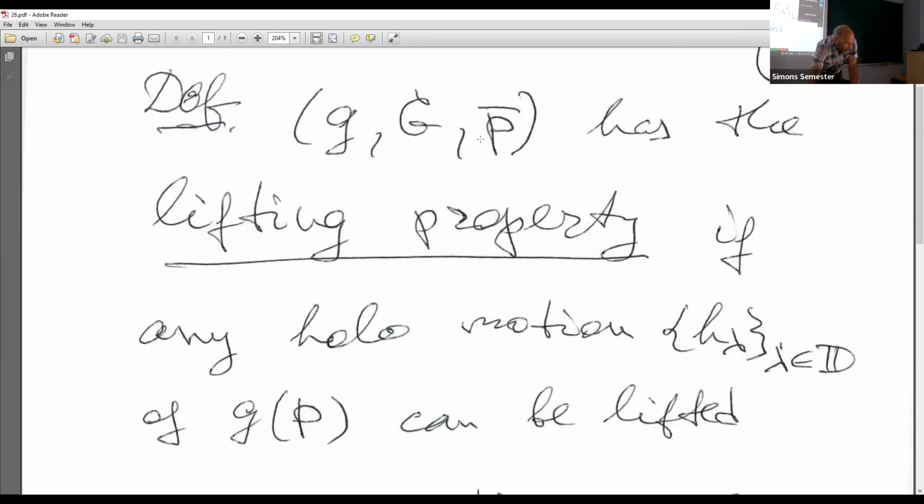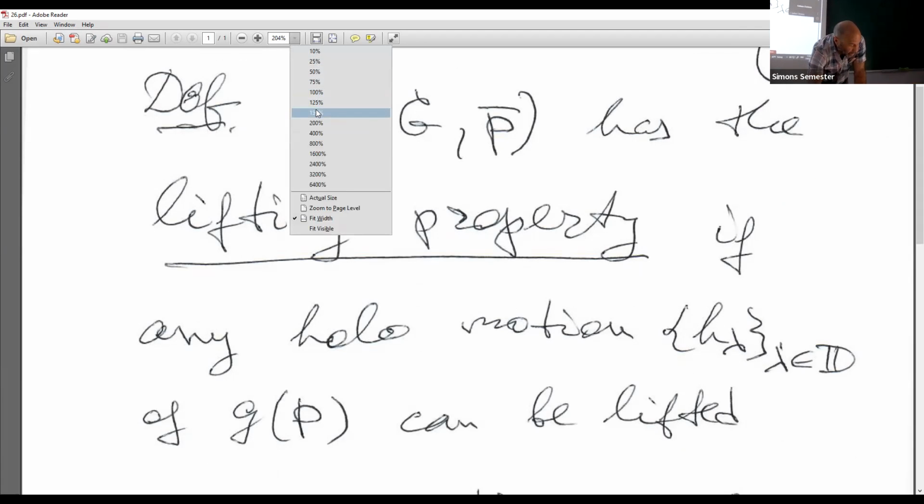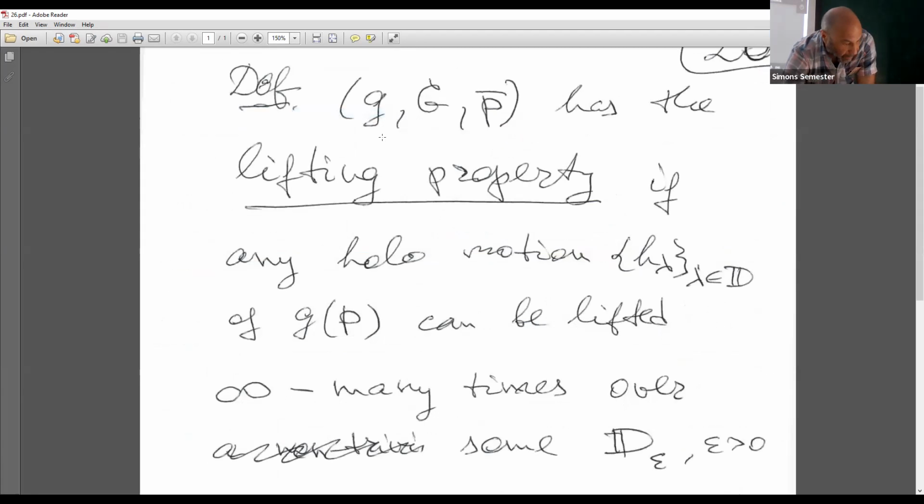So now the main definition. You see, there is no chance that the transversality or monotonicity would always work in this local setting, of course. So you definitely need some condition. And this is the condition.